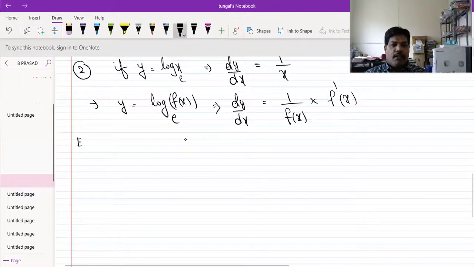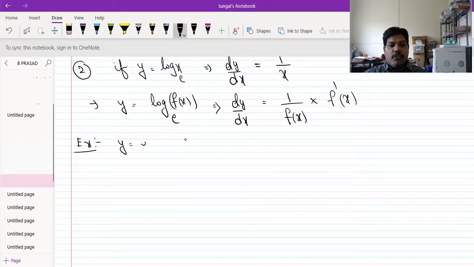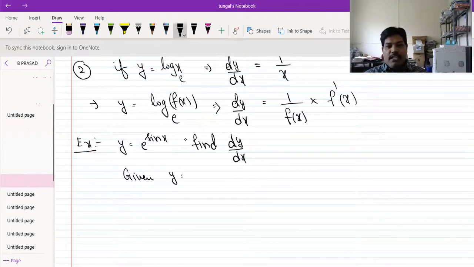So see that for examples, I will give you some examples here. Y is equal to e power sin x. Find dy by dx. What is the function given? Given y is equal to e power sin x. So differentiate with respect to x.